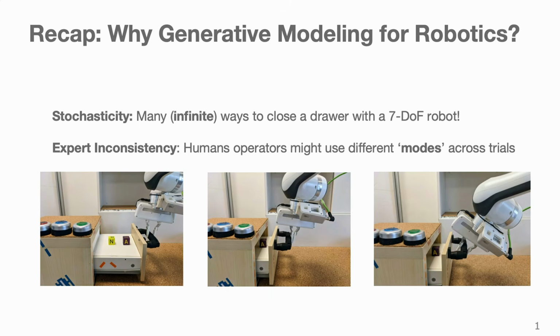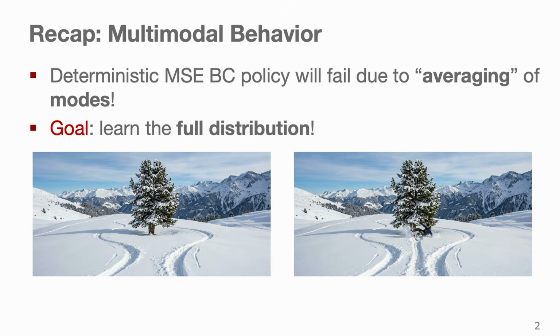And the generative modeling part comes in handy to help us solve this modeling of distributions. If you remember, we already covered that when you train a deterministic policy with behavior cloning with the mean squared error, the math will force us to look for the average of all the demonstrations, right? So you might end up hitting the tree in the middle of the obstacle instead of going left or right.